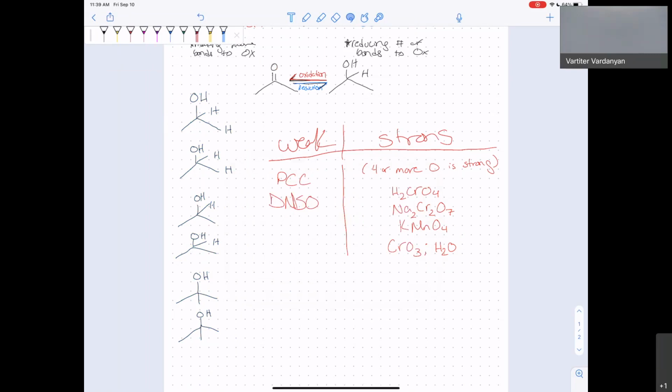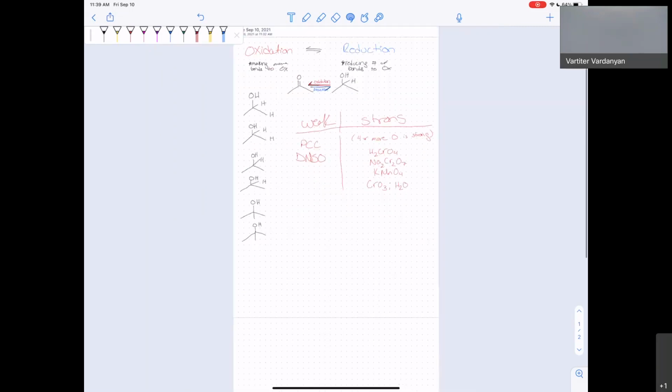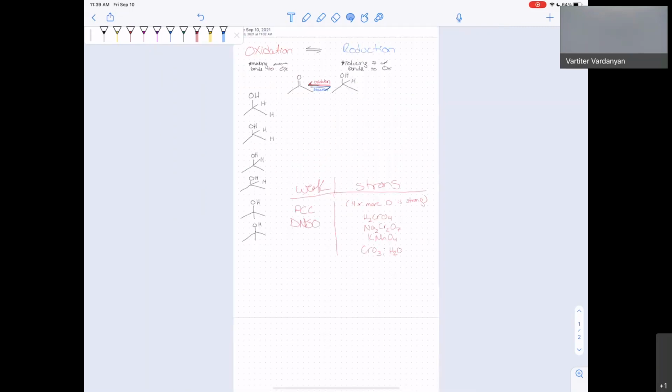These are basically all strong acids. Okay, so PCC and DMSO4. He doesn't usually test on DMSO4, just know that it's there. Okay, so what's the difference between these two? Why do we even care that they are different? I'm going to move this out of the way.